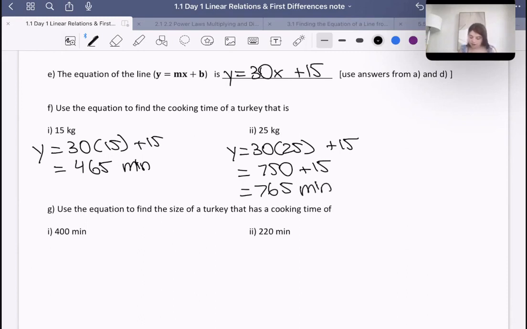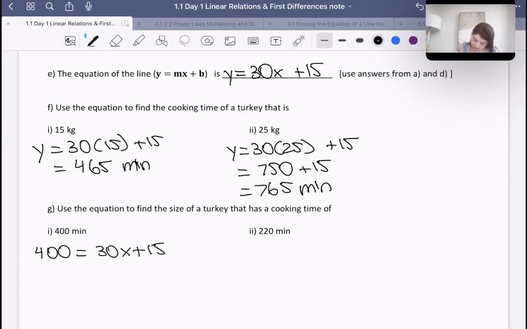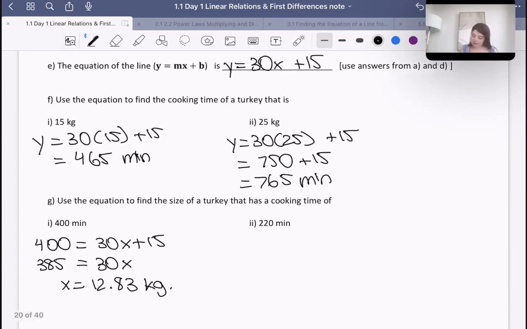Then it says, use the equation to find the size of a turkey that has a cooking time of these times. So let's start with 400 minutes. If the cooking time, which is the y value, is 400 minutes, that's going to be equal to 30x plus 15. First we need to subtract 15 from both sides, and we'll get 385 equals 30x. Then we'll divide both sides by 30, and we'll get that x is equal to about 12.83 kilograms approximately.